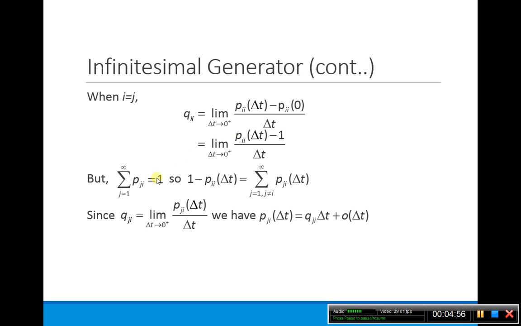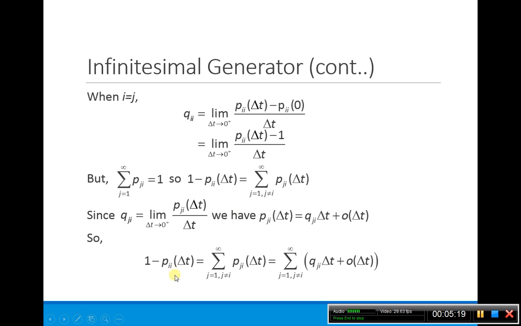So since qij is this limit of Pij of delta t divided by delta t, then we have that Pij of delta t is qij times delta t plus some order of delta t. So what we're going to do is put that in. So we have 1 minus Pii of delta t is the sum of all these. We're just going to replace that Pij of delta t where we have these q values in here. So we have these transition rates that we talked about before.